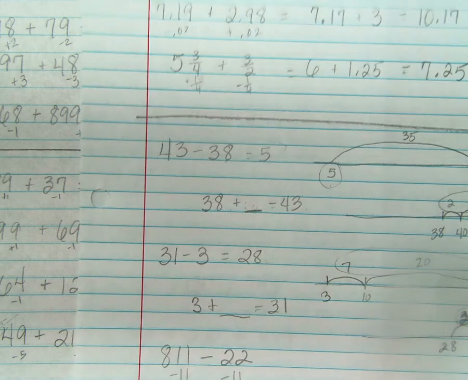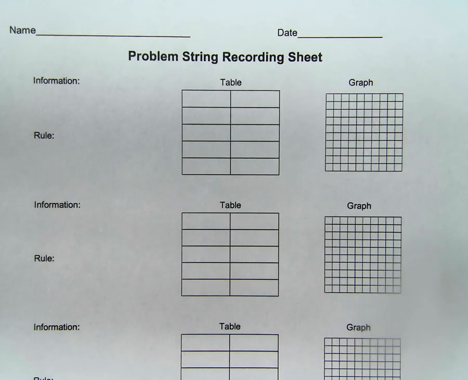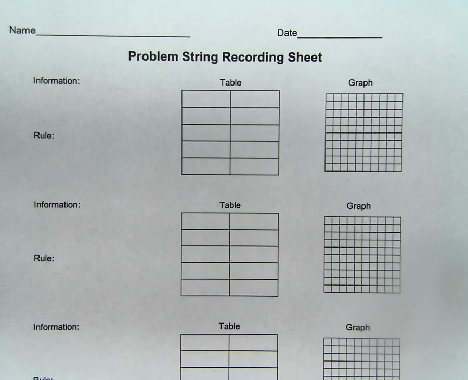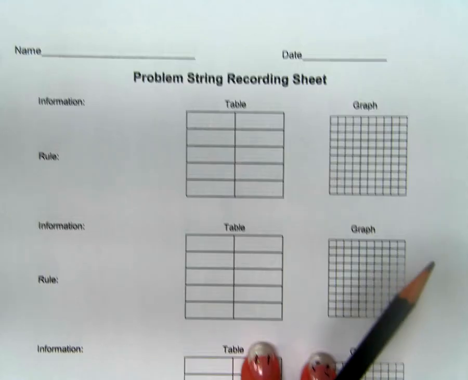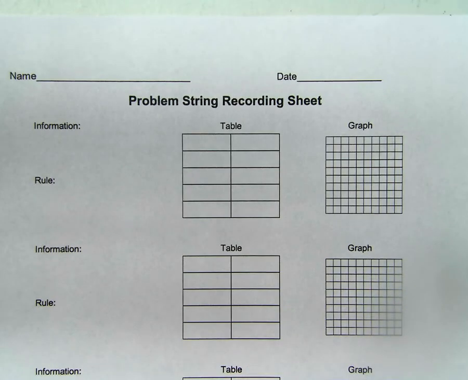Okay? So now what I would like to do is transition just a little bit into thinking algebraically. And I want you to use this paper because this paper has an area for a table and an area for a graph so that you're not going to get caught up or mess up on the problem in any way because you're trying to create those yourself. Does that make sense? Good.